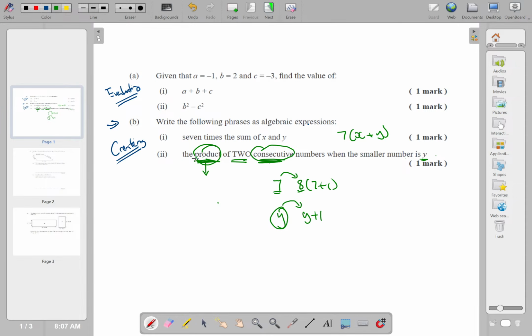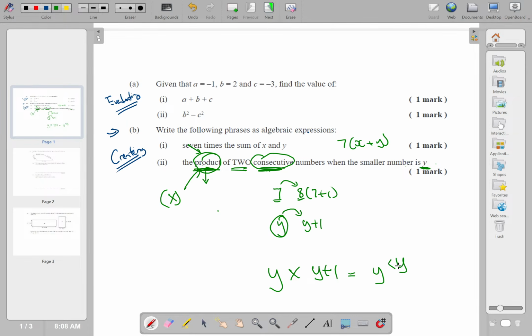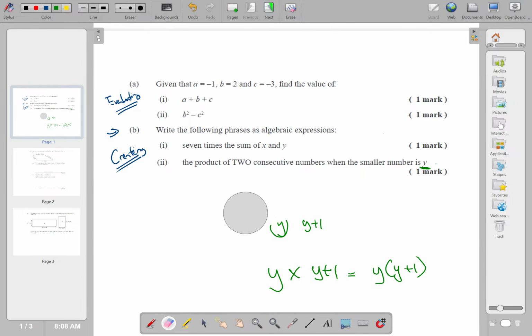Yeah? So they're saying I want you to multiply, because product is a trigger for multiply, right? Two consecutive numbers, and the smaller one is y. So say y, and they want me to multiply it with the next consecutive number after that, which is y plus 1. Once again, we don't write a multiplication sign, so we're just going to clamp it together in a bracket. y, let me put the bracket there, y plus 1. And that is the breakdown of those two marks right there.